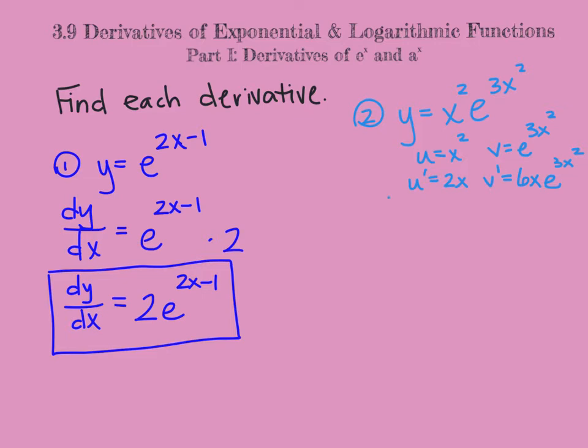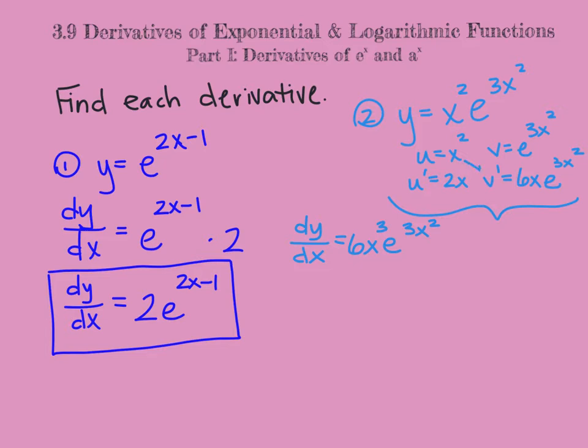Now we can use the product rule, which is u times v prime plus v times u prime. So we have u times v prime, so we're going to have x squared times 6x e to the 3x squared. So we have x squared times 6x, which is 6x cubed, times e to the 3x squared. And of course, this is dy dx. We're taking the derivative now. So that is u times v prime.